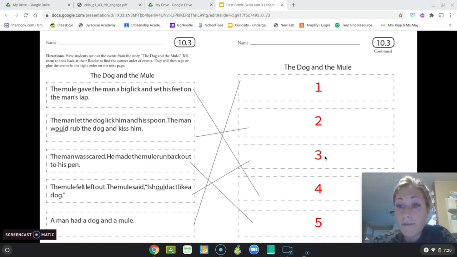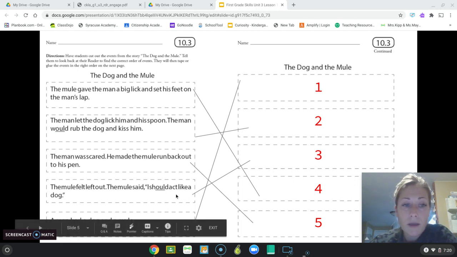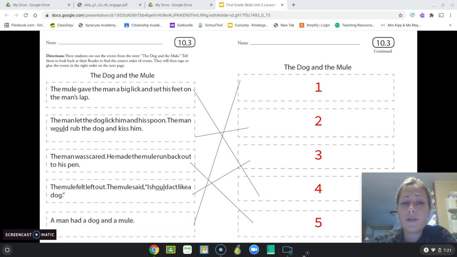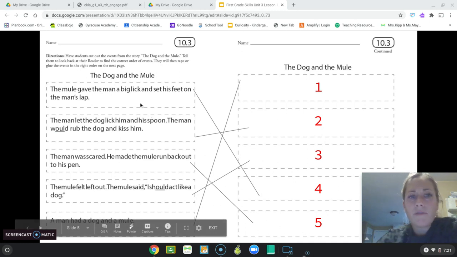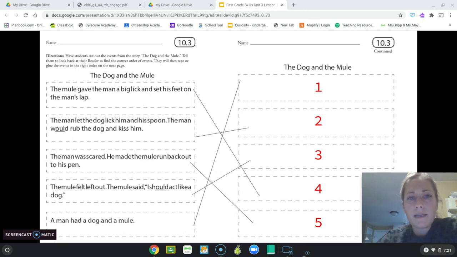The third event that happened in the story was the mule felt left out. The mule said, I should act like a dog, which didn't work out. But next, the mule gave the man a big lick and set his feet on the man's lap. Last but not least, the man was scared. He made the mule run back out to his pen.